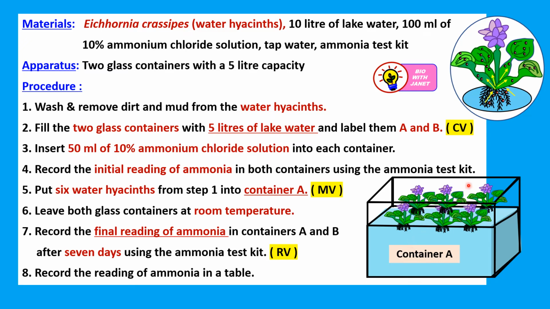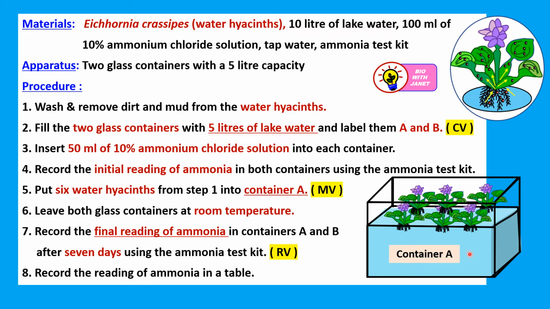So there's a test kit that we can use to measure the concentration of ammonia in the water. Next, put 6 water hyacinth from step 1 into container A. So this is container A, which has 6 water hyacinths. Then container B does not contain any water hyacinths, okay? Only the lake water. Next, number 6, leave both water containers at room temperature.